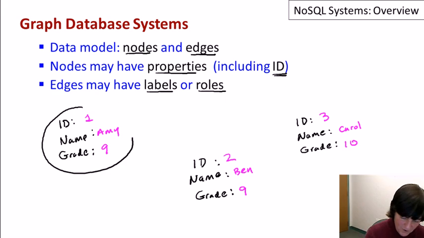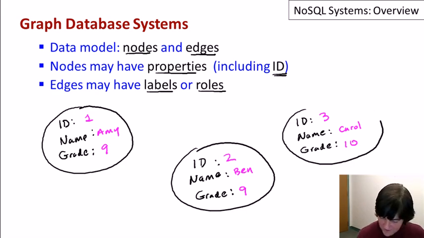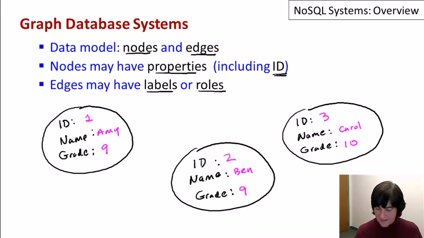So here are the three nodes representing three people in our social graph. We also have ID 2, which is Ben in grade 9, and ID 3, which is Carol in grade 10. Depending on the system, the nodes may or may not have to have uniform key value pairs within them. Most systems won't be that stringent. Then, in addition to the nodes, we have the edges between the nodes. Typically, they would be directed edges. So let's make two different types of edges. Let's make friend edges and let's make likes edges.